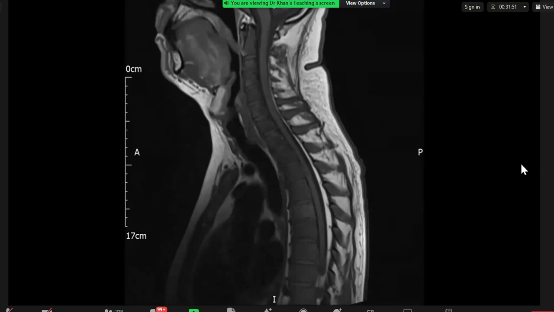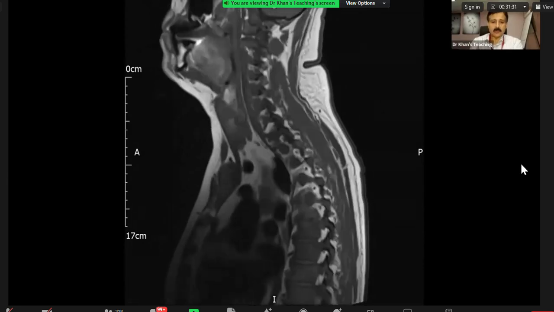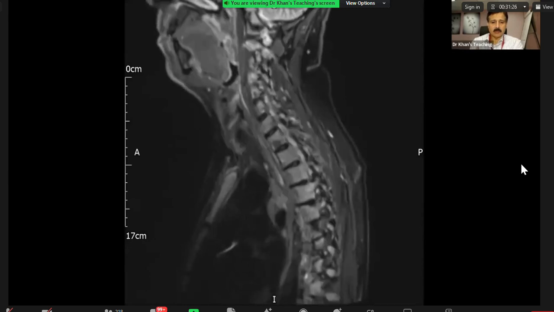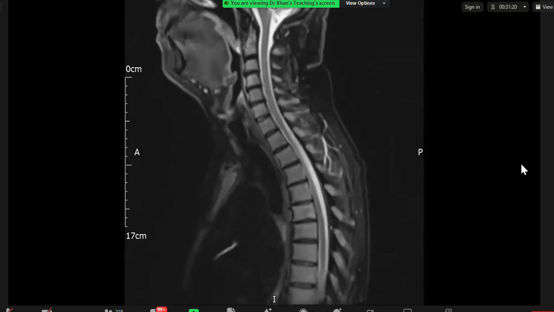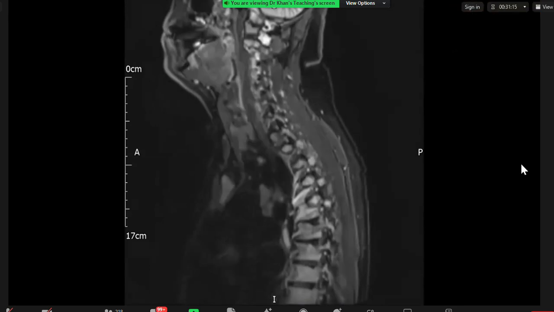On T1 weighted imaging, I can see a diffuse marrow abnormality of the vertebral bodies. So what is your concern? In a 45-year-old patient, I'll be concerned that it may represent a malignant process such as metastasis. Excellent. Go to the STIR, please. On the STIR sequence, the vertebral bodies are of high signal. So conclusion? A diffuse marrow process.